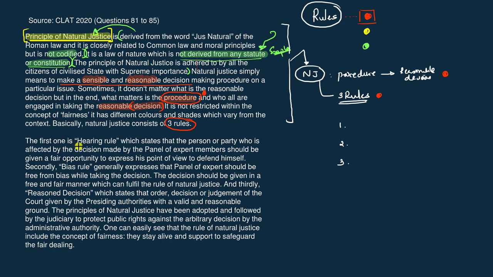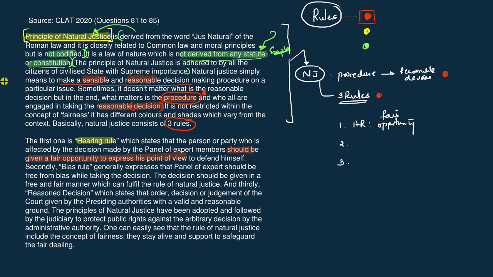The first rule is the hearing rule. We have got, ladies and gentlemen, the first rule, which is the hearing rule. So let's look at HR. I'm going to call it HR, hearing rule, which says the person or a party who is affected by the decision made by a panel of experts should be given a fair opportunity to express his point of view, to defend himself. So people have to be given a fair opportunity to express their position. Okay, if that does not happen, then you've broken natural justice.